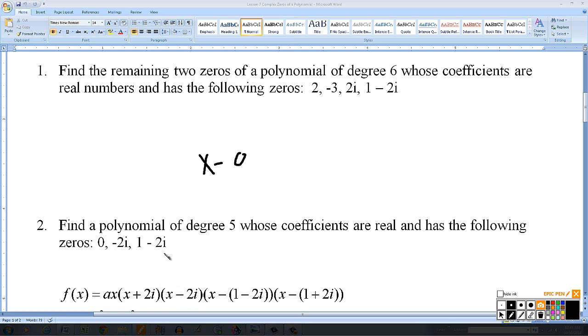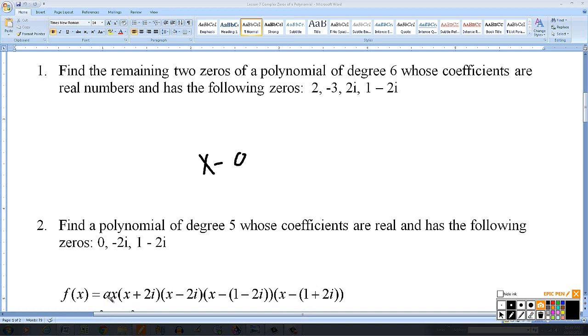Okay, 1 minus 2i is a 0, so 1 plus 2i has to be a 0. Complex zeros come in pairs. That's where I get that from. So here's where I have it then: x minus 1 minus 2i, and then x minus 1 plus 2i. That's all I'm doing. If k is a 0, then x minus k is a factor. So using the factor theorem, I form the polynomial in factored form.